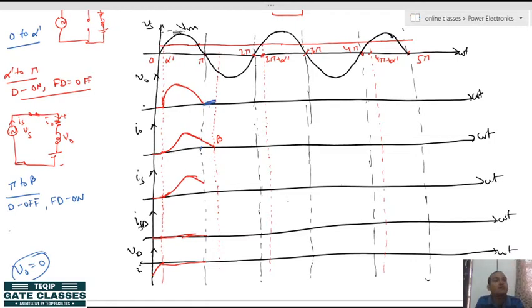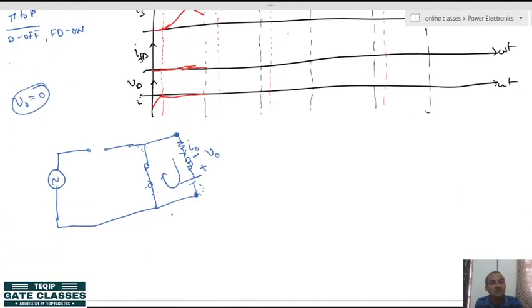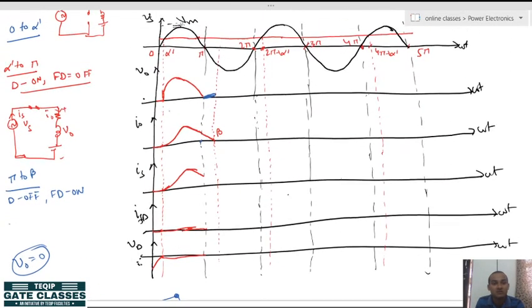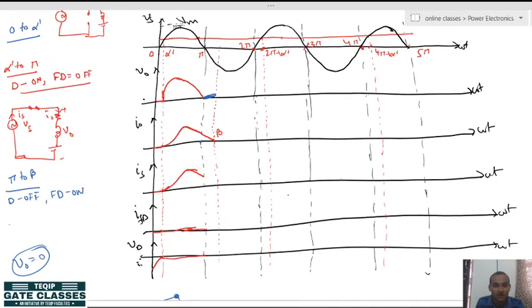There will be no load voltage because of short circuit. And what will be the source current? Now you see in the circuit, the source is disconnected. So the source is disconnected, it means what? Source current will be 0. So the source current will be like this only till this point, and it will be 0 from pi to beta.